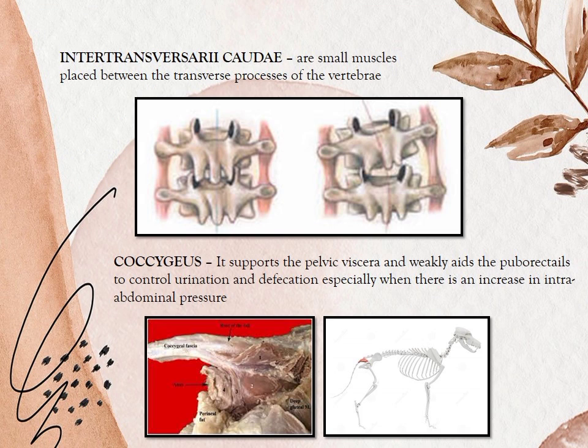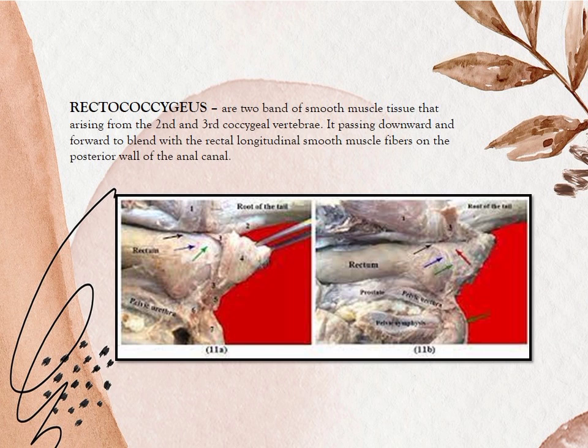Intertransversarii caudae are small muscles placed between the transverse processes of the vertebrae. Coccygeus, it supports the pelvic viscera and weakly aids the puborectalis to control urination and defecation, especially when there is an increase in intra-abdominal pressure. And lastly, we have rectococcygeus, two bands of smooth muscle tissue that arise from the second and third coccygeal vertebrae, passing downward and forward to blend with the rectal longitudinal smooth muscle fibers and the posterior wall of the anal canal.